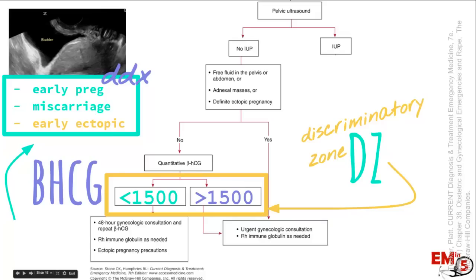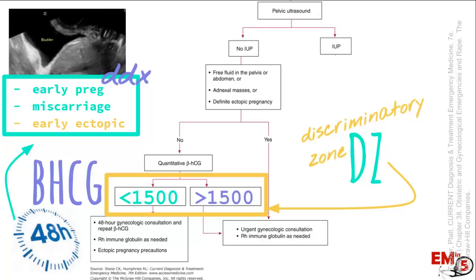But here's the big catch. It could also be that they have a really early ectopic. And the thing here is we can actually still send this patient home because it's so small that it's not going to cause them any harm. But what are we going to do to prevent them from being in danger in the future? In these patients with no IUP and a beta-hCG less than 1500, we have to have them follow up either in the ER or in OB clinic for a 48-hour repeat beta-hCG check.